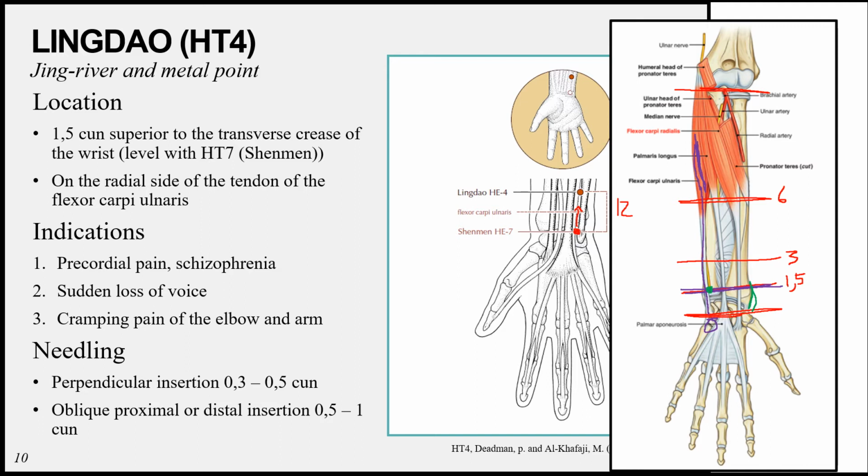And then LINGDAO can be used for precordial pain and schizophrenia. Can also be used for a sudden loss of voice, or locally for cramping pain of the elbow and arm. Our insertion is either perpendicular, 0.3 to 0.5 tsun, or we can do an oblique proximal or distal insertion, and then we go slightly deeper to 0.5 to 1 tsun.